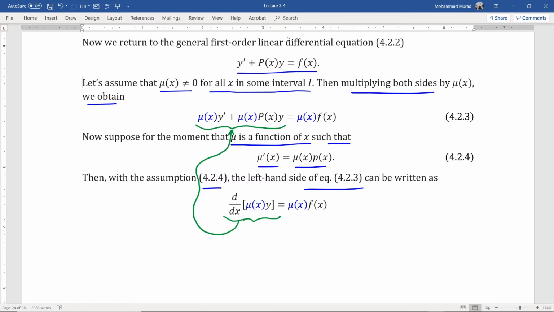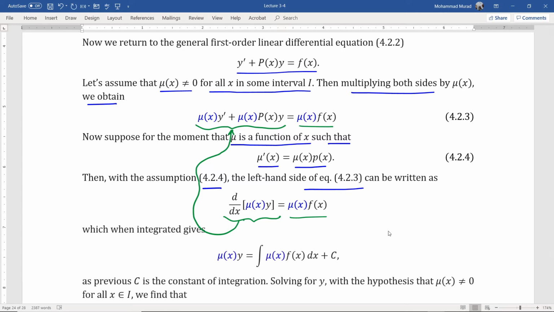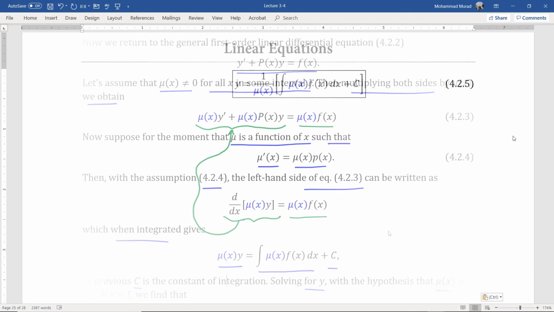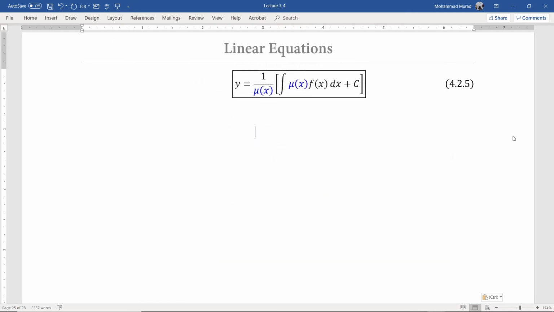Equation 4.2.4. Then with the assumption 4.2.4, the left-hand side of the equation 4.2.3 can be written as a derivative of mu times y, whereas the right-hand side stays the same, which when integrated gives mu of x times y on the left-hand side, and the integral of the product mu and f plus c. As previously, c is the constant of integration. And solving for y with the hypothesis that mu of x is not equal to 0 for all x in some interval I, we find the equation shown in 4.2.5.